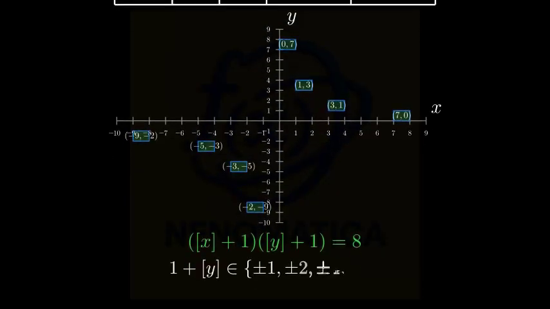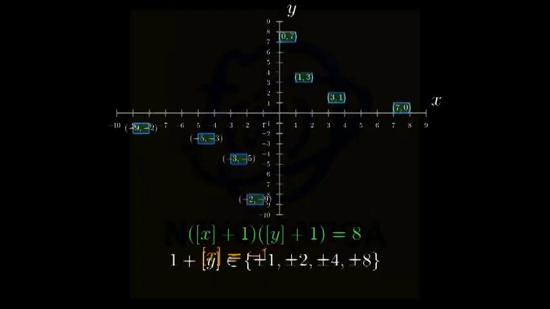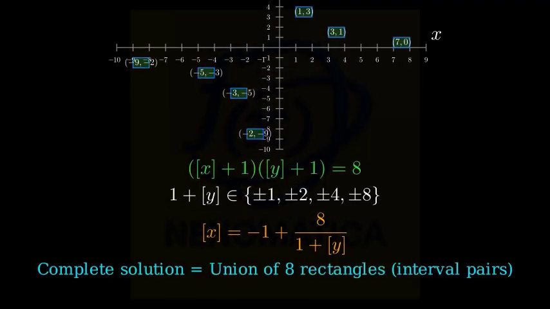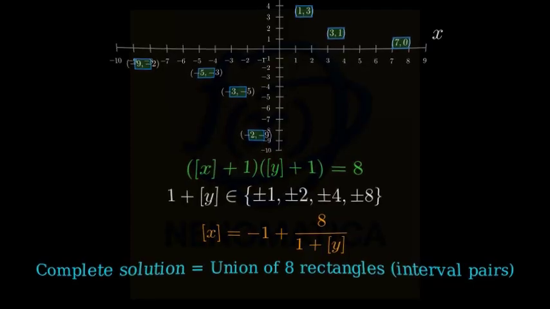Each divisor gives unique floor values and therefore a unique rectangle of solutions in the xy plane. These 8 rectangles together describe the complete solution set to the equation.